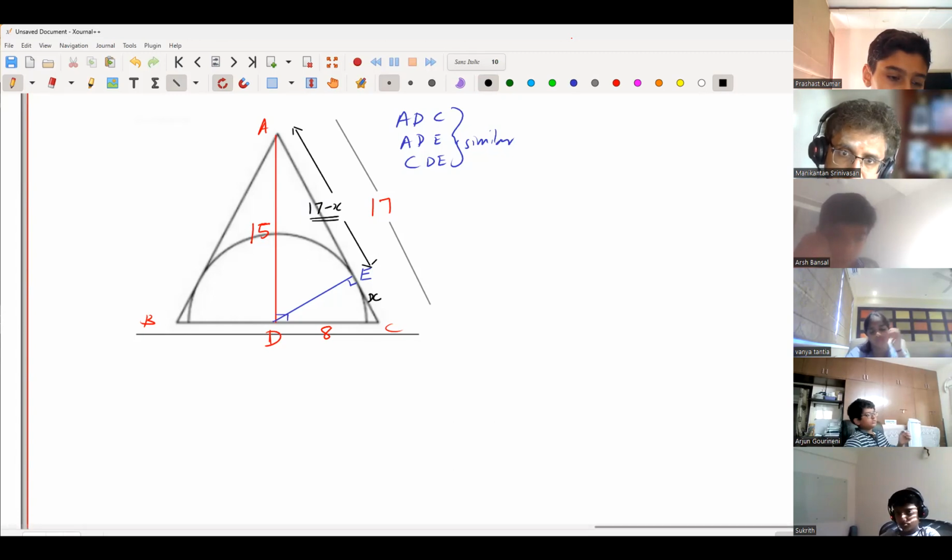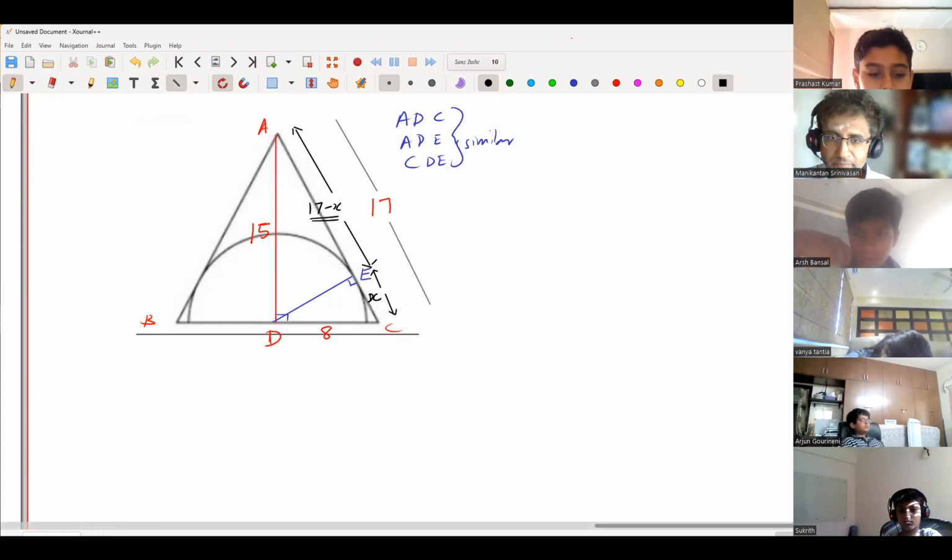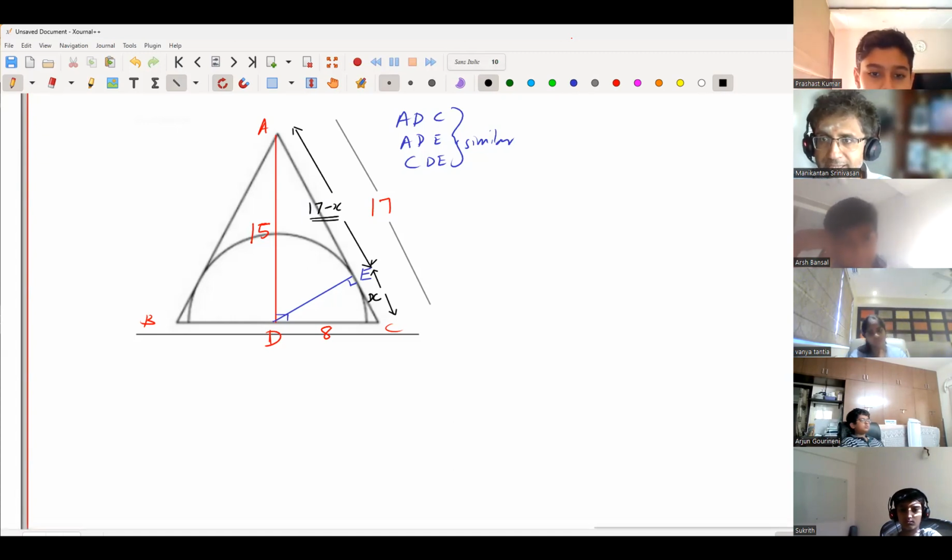Here to here is 17 minus X, and the X portion is from here to here. Okay, all of you so far with me in the diagram? Now the two triangles are similar. Now let's apply the similarity, all three triangles are similar.